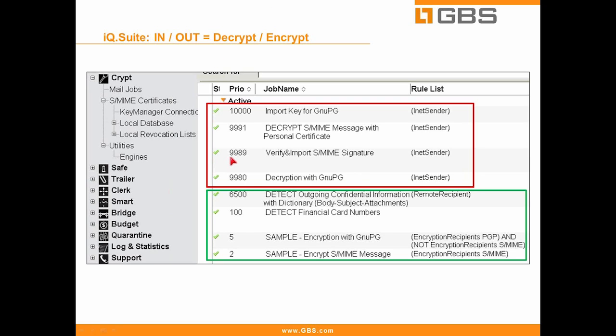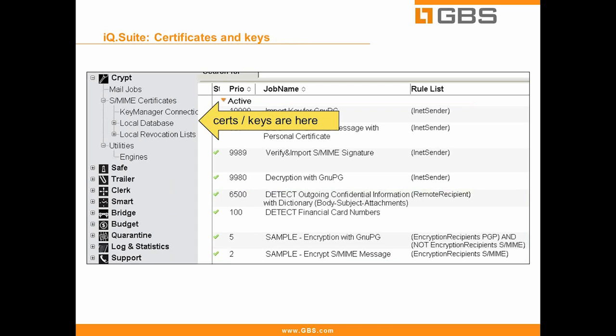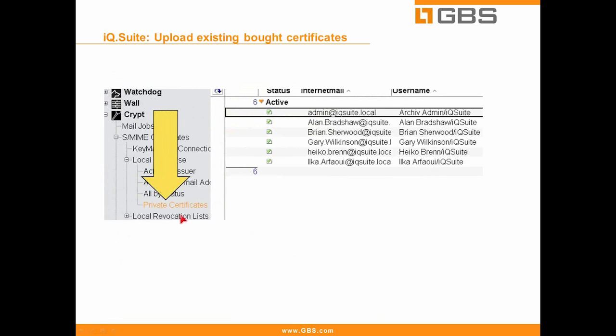Okay, so now we talked about how to decrypt incoming messages or how to encrypt outgoing messages depending on the direction and depending on the content. Now, the next thing we need is the keys or the certificates. Those can be stored either locally or on a central instance called Key Manager. So let's have a look at those certificates a bit closer.